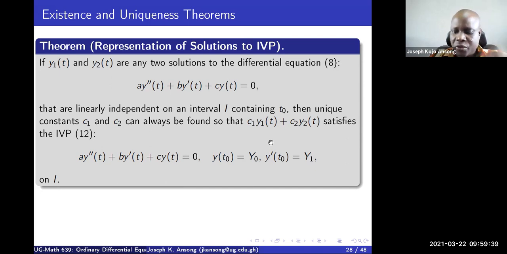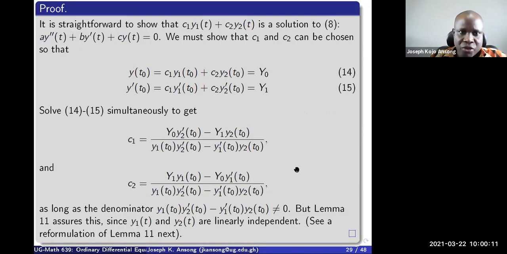Okay, so how do we prove that? The technical lemma once again will help us to do that. This is a solution. If this is a solution to this equation, then y is equal to this. So I can plug in t naught, and I can also find the derivative of it and plug in t naught. If I put t naught, it should equal big Y0, and if I find the derivative and plug in t naught, it should equal big Y1, right? So that's what we're going to do.